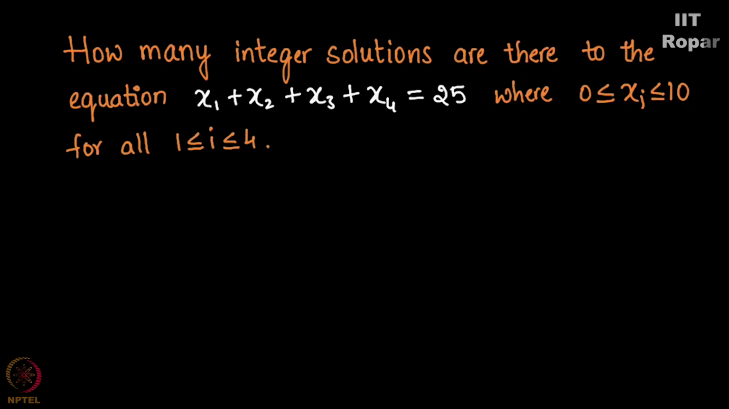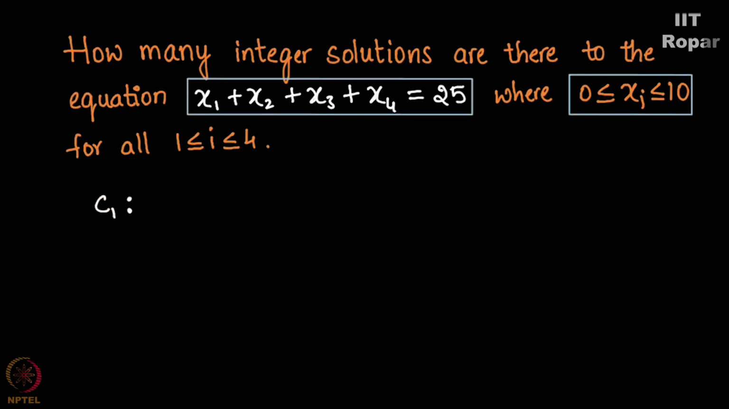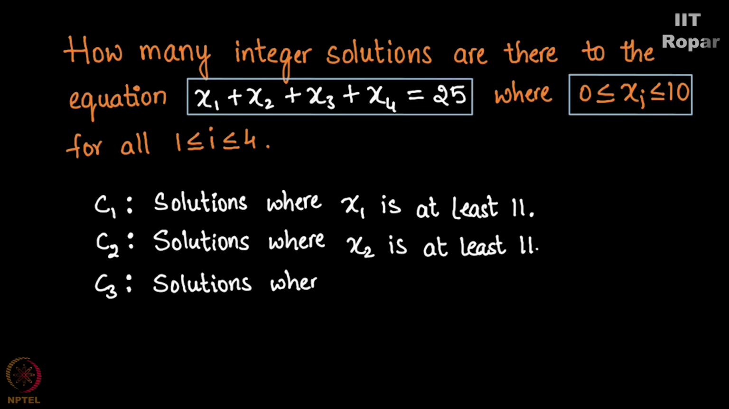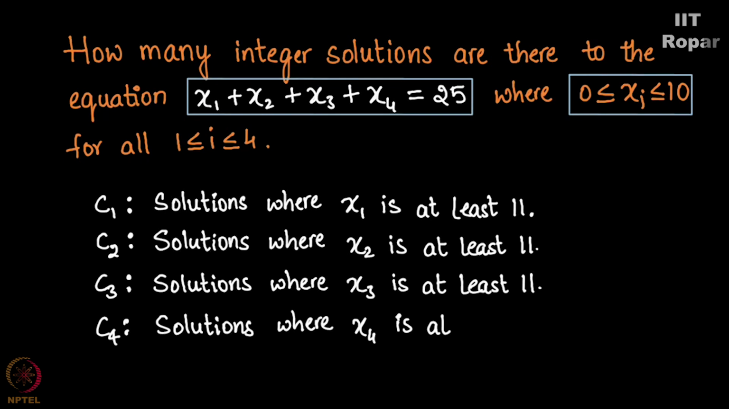I am going to write C1 as the solutions where x1 is at least 11, C2 as the solutions where x2 is at least 11, C3 as the solutions where x3 is at least 11, and C4 as the solutions where x4 is at least 11. Now, why did I write just the opposite of the given condition? Well, the reason was stated in the first video itself. Sometimes when we want a particular thing, we should look at what we don't want.